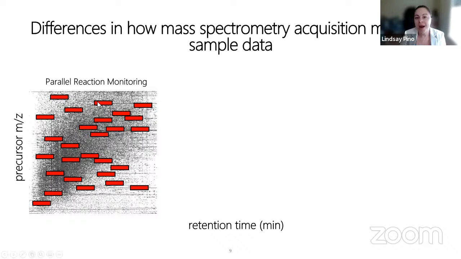Now, if we were to do a parallel reaction monitoring experiment, we would pick predetermined m/z values. So that's on this y-axis, that's picking very specific m/z values that correspond to peptides that we know we want to measure.